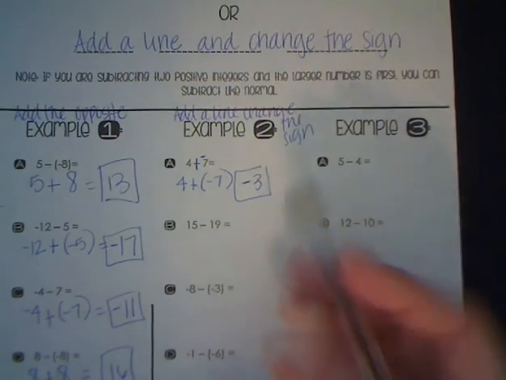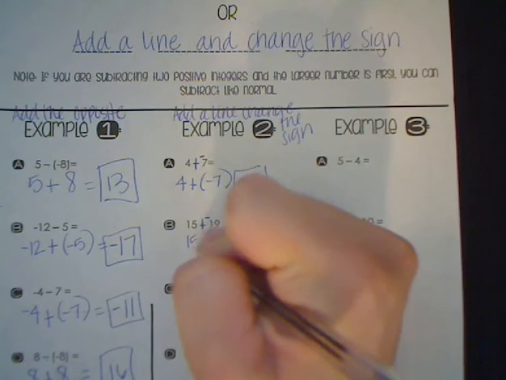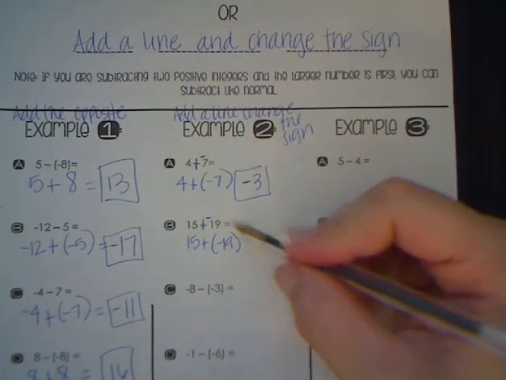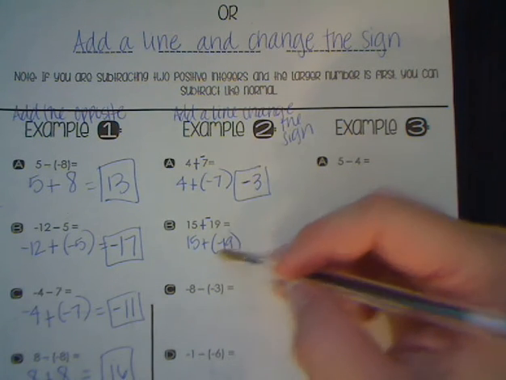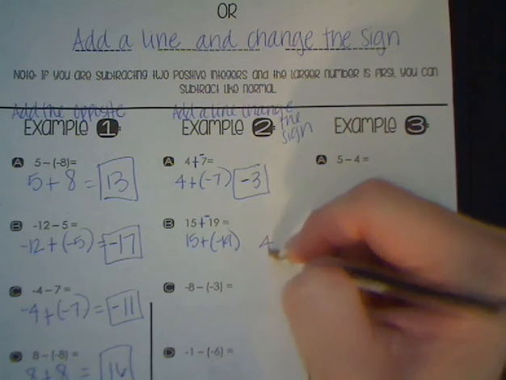Okay, B. 15. Add a line, change the sign. So 15 plus now negative 19. My signs are different, positive and negative. So I'm going to take the difference between the two. So what's the difference between 15 and 19? Well, 19 minus 15 is 4.